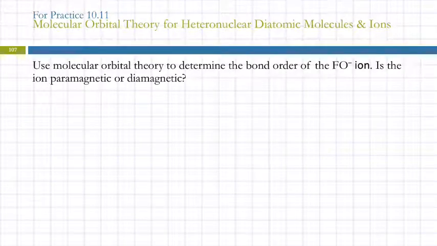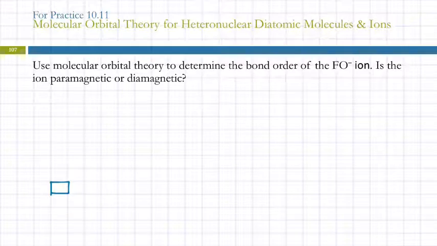But we should be able to do things like this. Use molecular orbital theory to determine the bond order of the FO minus ion. Is it paramagnetic or diamagnetic? So FO minus. So we've got a fluorine and an oxygen, and so we're going to draw their atomic orbitals first.